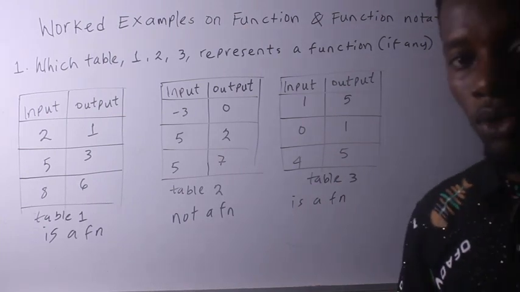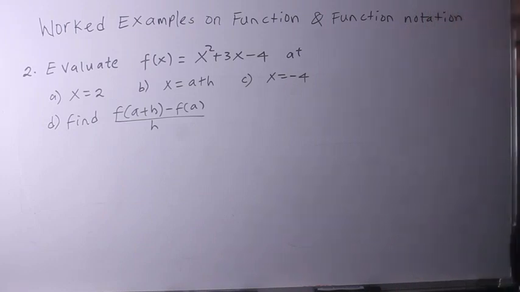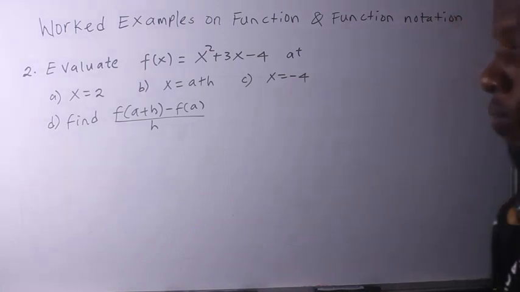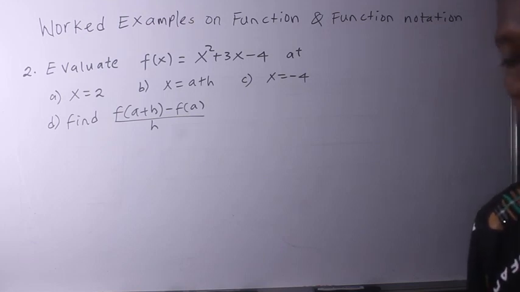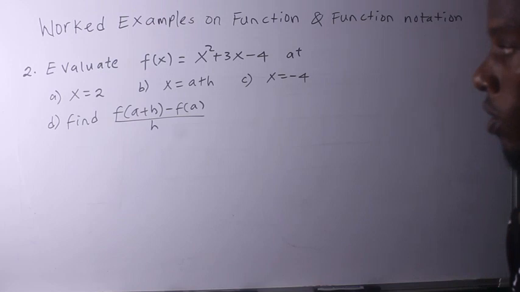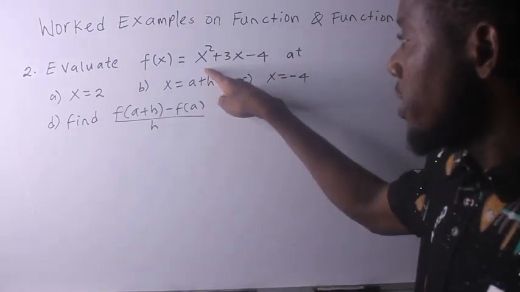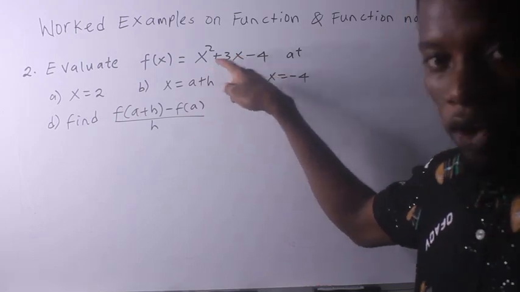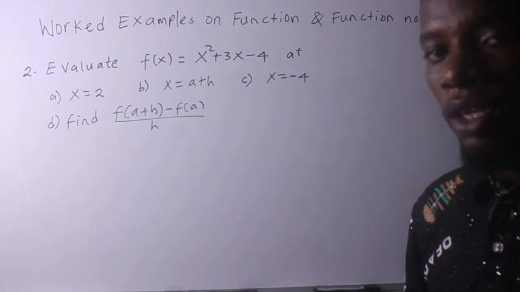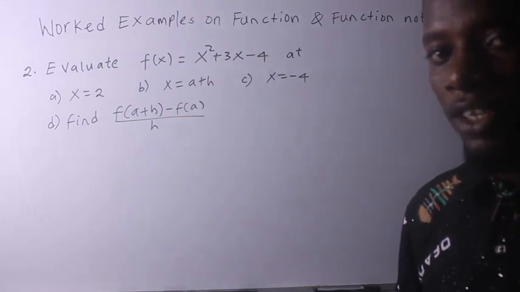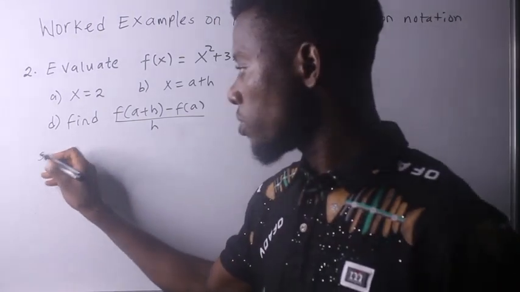Now let's move on to example number 2. We are told to evaluate f of x equals x squared plus 3x minus 4 at x equals 2. So let's explain what we mean when we say evaluate this function at this particular point. x is called the independent variable here, and f of x, which is the same as y, is called the dependent variable.